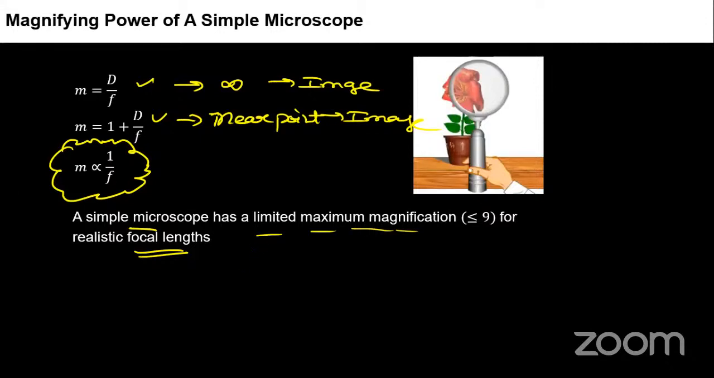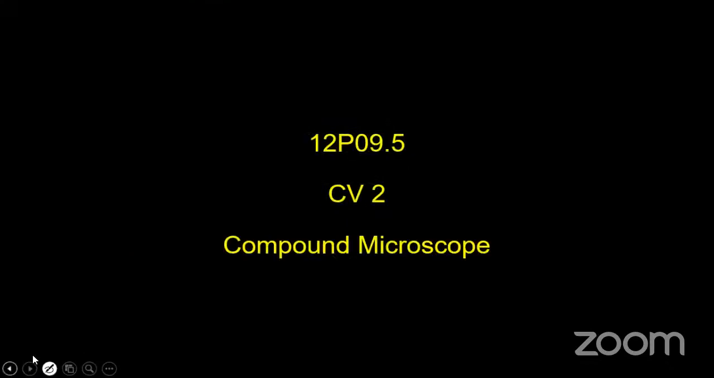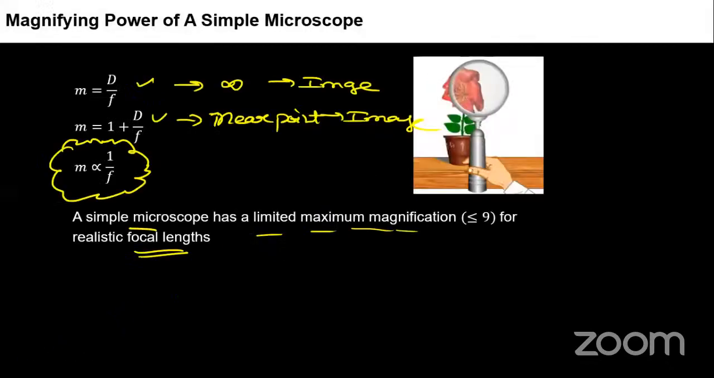There was a network issue. I'm sorry for that. Sometimes it happens, the network goes suddenly. So in the next class, we'll see compound microscope. But remember one thing, let us do some conclusion.